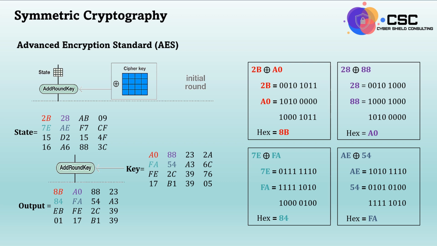After performing XOR on all 16 bytes, we get a new transformed state matrix, which is then passed to the first main round of Advanced Encryption Standard. The add round key step is the only step in AES that directly involves the encryption key. Without the correct key, decryption is impossible, ensuring strong security. Now that we have completed the initial round, the next step in AES is the first of 9 main rounds, starting with subbytes, which introduces nonlinearity into the encryption process.